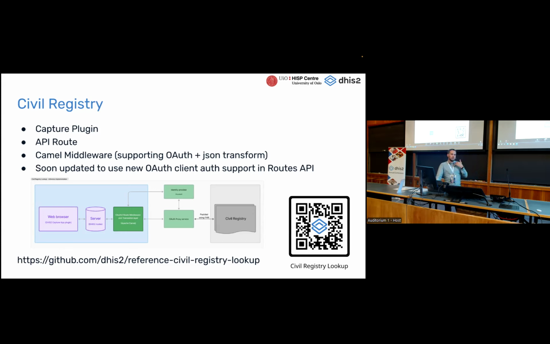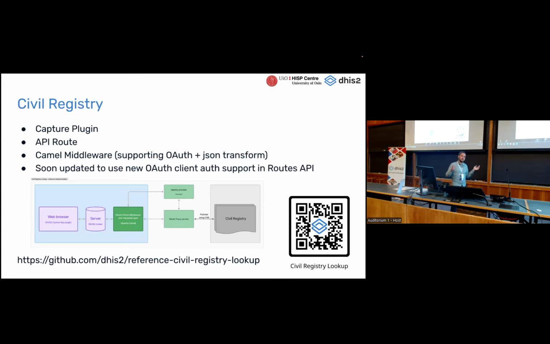It's kind of showing how something can be done and letting a developer or a team take that and just make the small tweaks that they need to make it work in their system. So we've done this for the civil registry plugin that was using a number of the components that we described today: the capture plugins, API routes, Camel middleware. We'll soon be updating this reference implementation to also use that new capability of the routes API, which will eliminate the need for that Camel middleware at all.